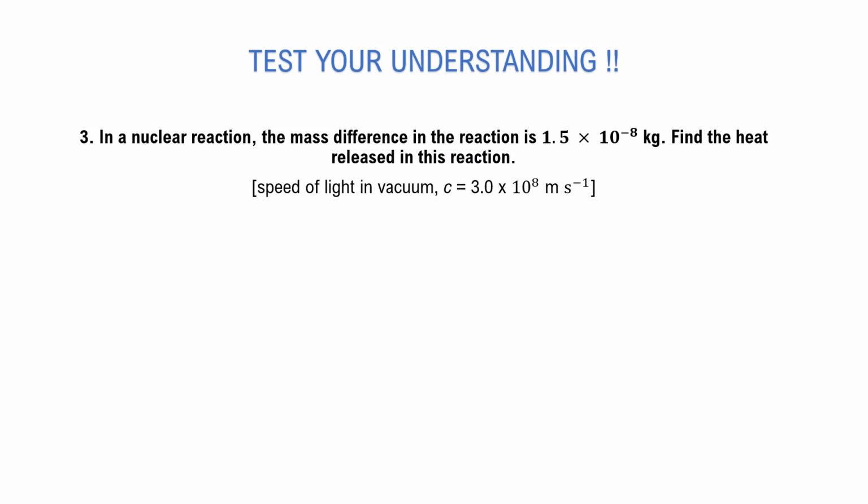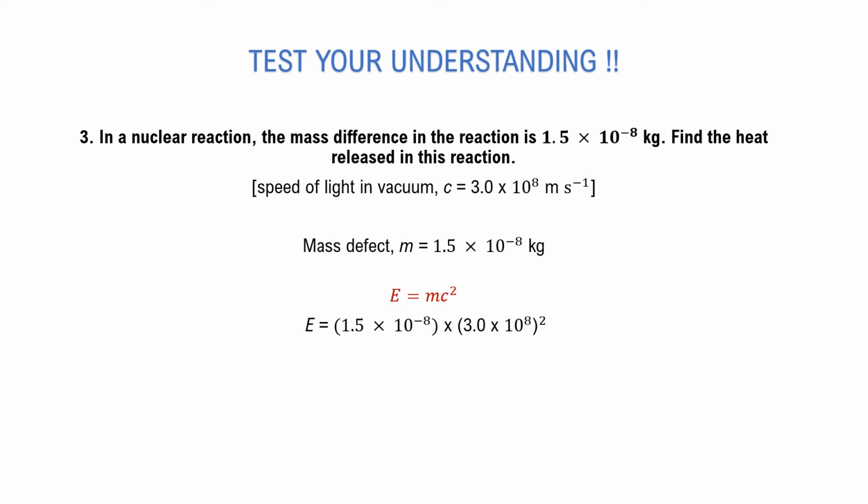Third question, in a nuclear reaction, the mass difference in the reaction is 1.5 times 10 to the power of negative 8 kg. Find the heat release in this reaction. The value of speed of light in vacuum is given. This is the calculation for the heat release. And you are going to use the formula E equals mc squared. Thus, the answer for heat release in this reaction is equivalent to 1.35 times 10 to the power of 9 joules.